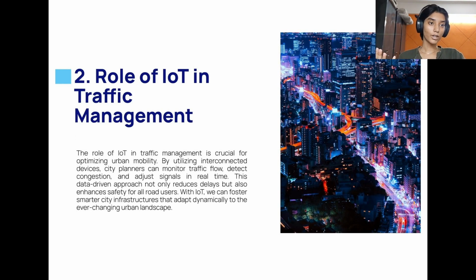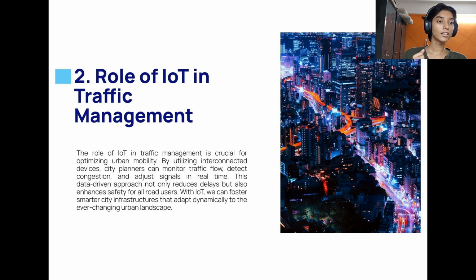Then the role of IoT in traffic management. The role of IoT in traffic management is crucial for optimizing urban mobility by utilizing interconnected devices, monitoring traffic flow, detecting congestion, and adjusting signals in real time. It changes the signals in real time. Detecting an object through the IR sensor, it shifts the signal within 5 seconds.